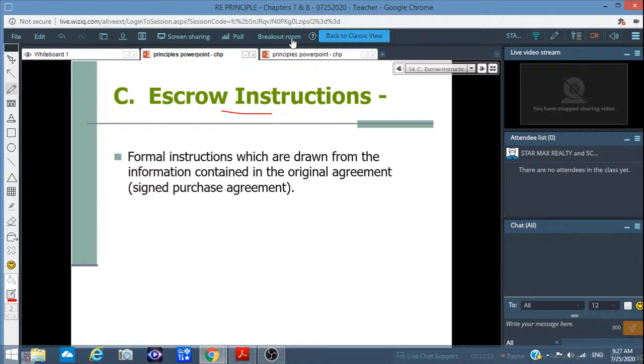Alright, escrow instructions. Okay, so it's a set of instruction that mirrors what needs to be done in a contract. Okay, formal, right? Instructions which are drawn from the information contained in the original agreement, signed purchase agreement. Okay, like what? We close escrow in 30 days, right?